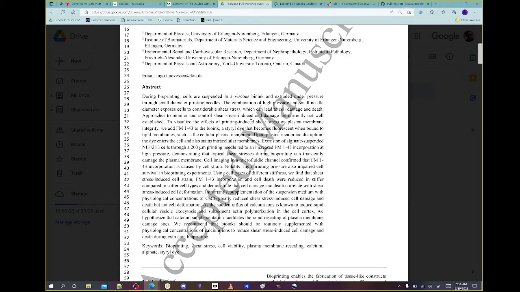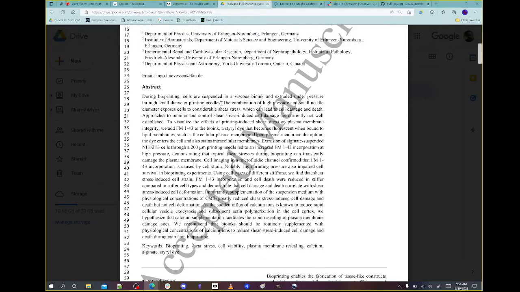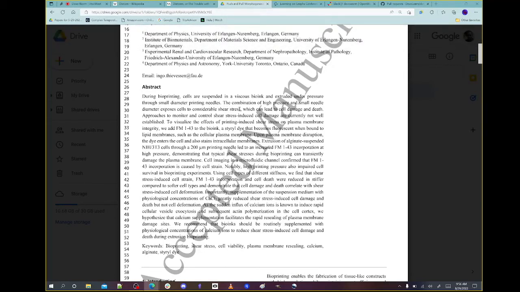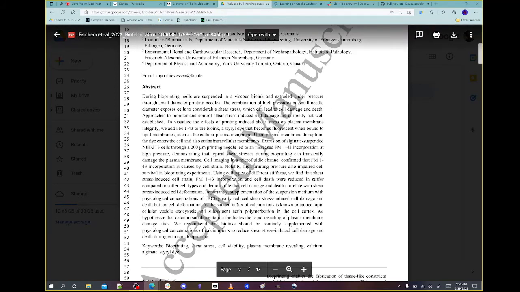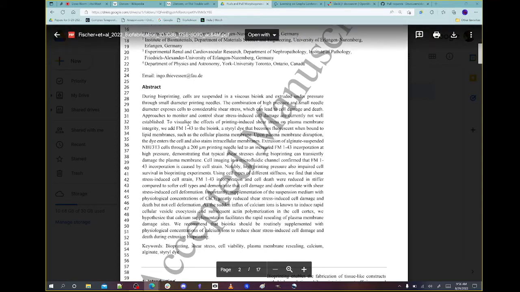But this is an interesting paper, with more of a bioprinting aspect to it. So the abstract reads: during bioprinting, cells are suspended in a viscous bioink and extruded under pressure through small diameter printing needles. The combination of high pressure and small needle diameters expose cells to considerable shear stress, which can lead to cell damage and death. Approaches to monitor and control shear stress-induced cell damage are currently not well established.